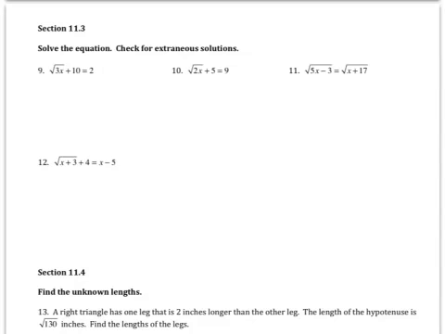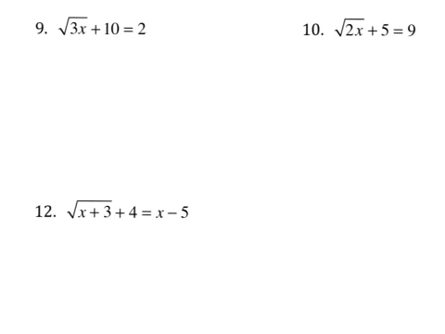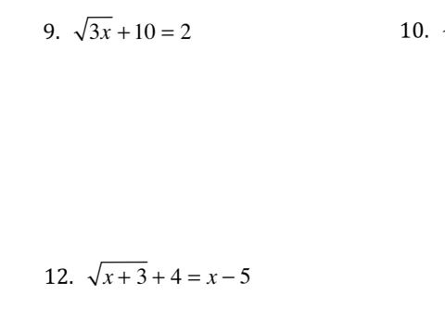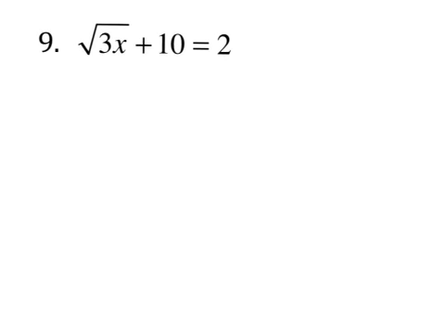Next, we will review problems from section 11.3. So, for these problems, we need to solve and then check for extraneous solutions if there are any. So let's take a look at problem number 9. We have the square root of 3x plus 10 equals 2. So, for this problem, I first want to subtract 10 to the other side. So I get the square root of 3x equals negative 8.